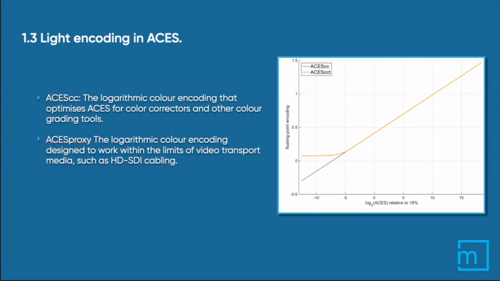ACES proxy is a variation of ACES CC, but it was designed for use on set, mostly for usage through HDMI cabling. So basically it's based on 10-bit. I forgot to say that the core of ACES is always 32-bit floating point. Linear light should always be managed in 32-bit floating point for these mathematical transforms.